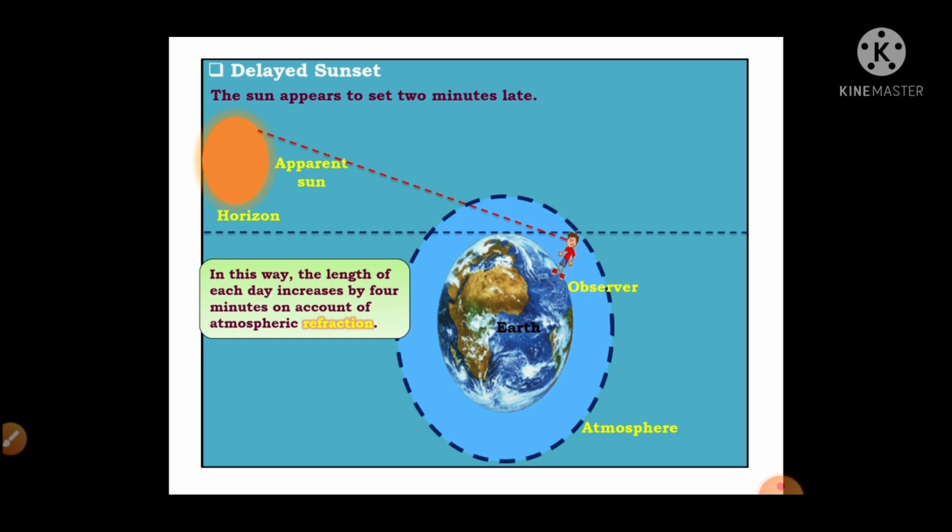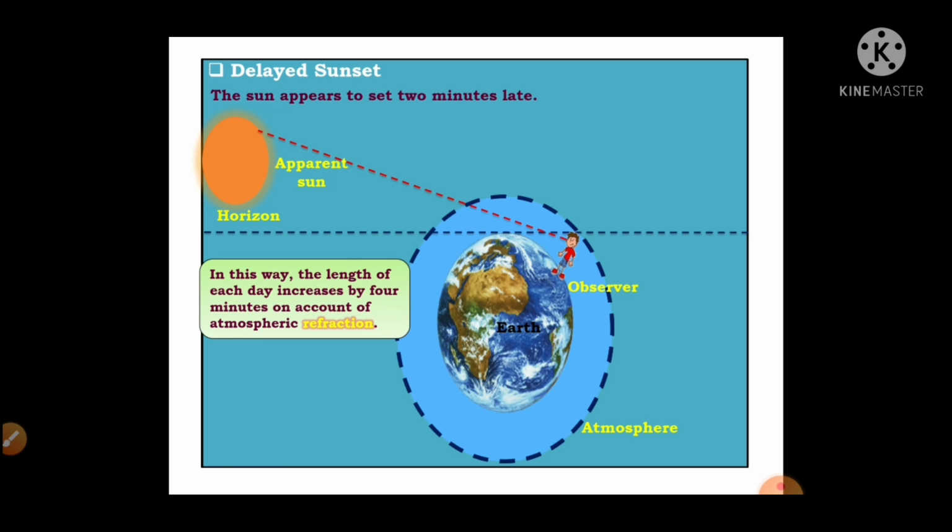In this way the length of each day increases by 4 minutes on account of atmospheric refraction. अच्छा ये सब कॉन्सेप्ट क्यों होता है, क्यों हमें पहले सन राइज दिख रहा है 2 मिनट अर्लियर जबकि सन राइज ही नहीं हुआ है, और हमें सन जब सेट हो गया है फिर भी सन दिख रहा है. ओके और 2 मिनट के बाद वो जो अपेरेंट पोजीशन है सन का वो भी नहीं दिखेगा. ठीक है, तो 2 मिनट्स इन सनराइज एंड 2 मिनट्स इन सनसेट, टोटल 4 मिनट्स. तो ये जो 4 मिनट्स का डिफरेंस आता है पूरे दिन में.